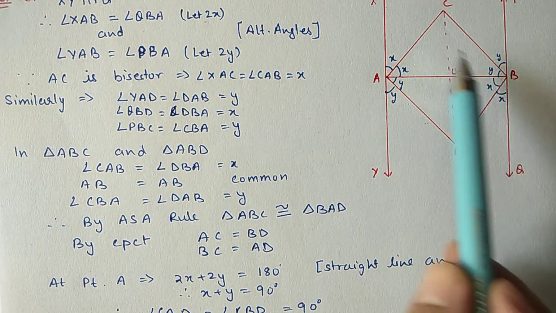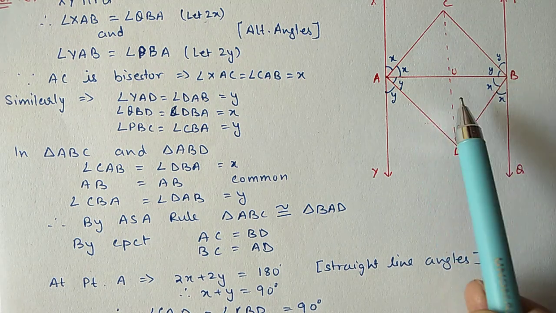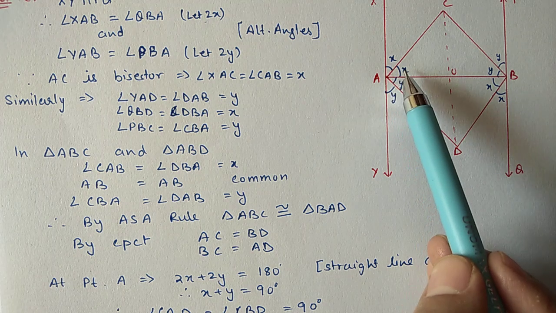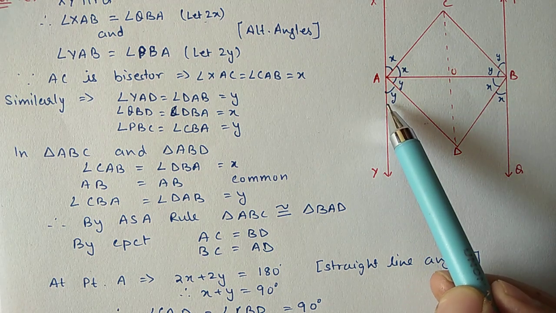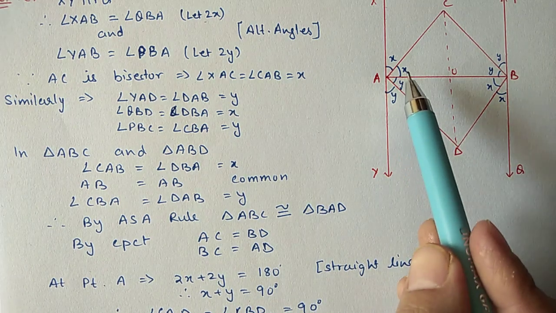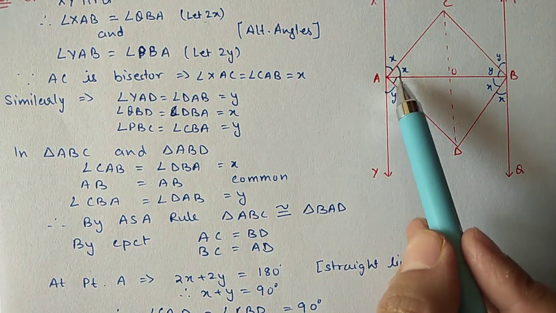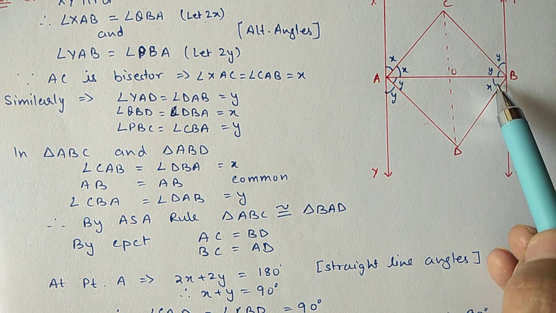So opposite sides are equal here. Now we'll focus on the angles. At this point, x plus y, meaning 2x plus 2y, is equal to 180 degrees, because this is on a straight line. So the value of x plus y will be 90 degrees. So we got this angle is 90 degrees. Same way, this angle is also 90 degrees.